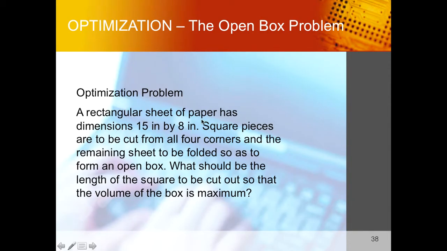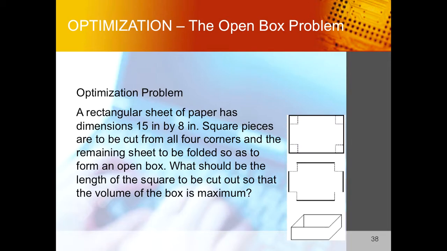There is a rectangular sheet of paper, suppose it has dimensions 15 by 8 inches. Squares are to be cut out from all four corners and the remaining sheet is to be folded so as to form an open box. So what should be the length of the square to be cut out so that the volume of the box is maximum? Now let us see a diagrammatic view of this problem.